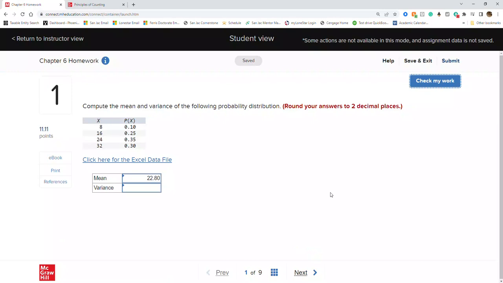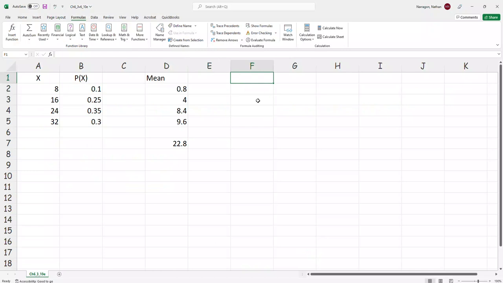So how do we find the variance? Well, we have to take our x minus the mean. So I'm going to put this up here: x minus the mean, and we're going to raise it to the power of 2. And then we're going to multiply that by our probability.